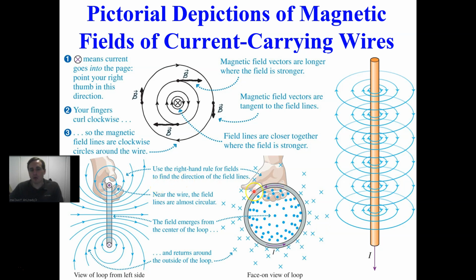So you can use the right-hand rule if the loop is in the plane or on edge, because you can point your thumb in the direction the current is moving and you can see which way the magnetic field lines circulate around. Again, this is always given by this so-called right-hand rule. But now we're using right-hand rule 3, where the thumb is the current and the fingers are the direction of the magnetic field lines. So if you use the right-hand rule for fields, you find the direction of the field lines. Near the wire, the field lines are almost circular. The field will emerge from the center of the loop and return in the opposite direction outside the loop.